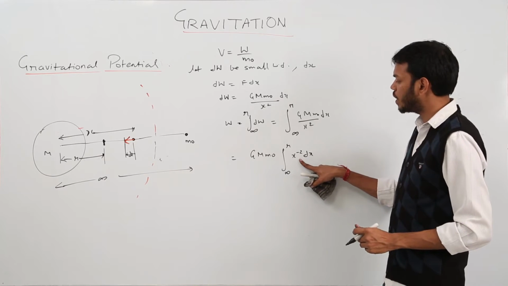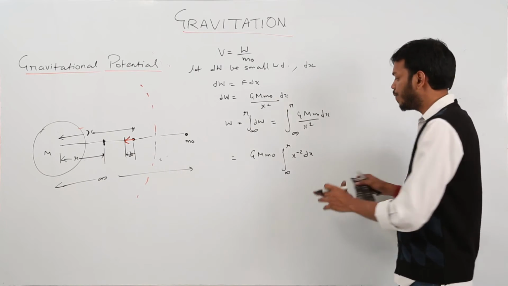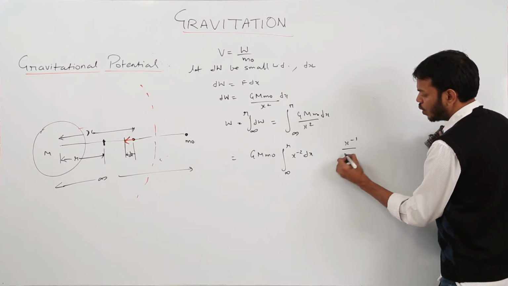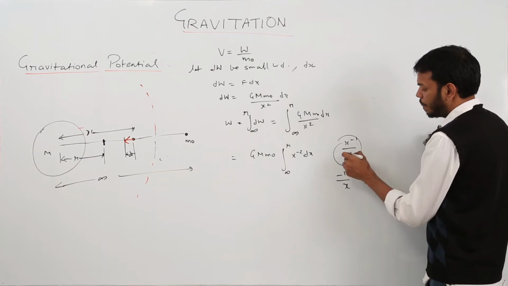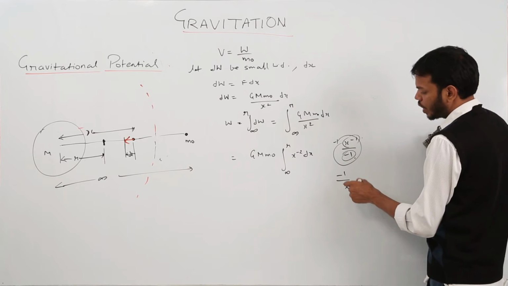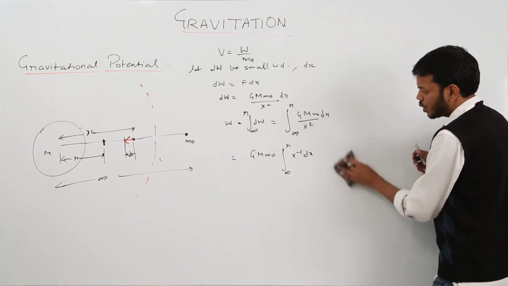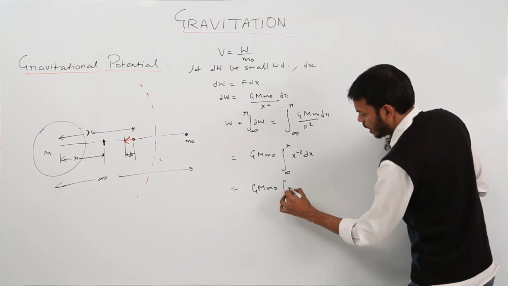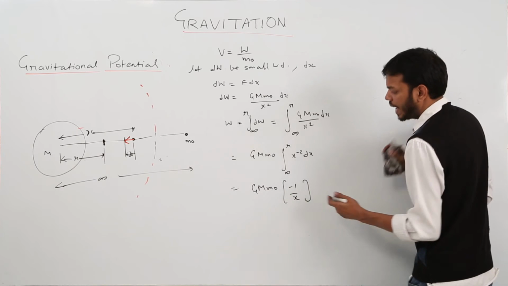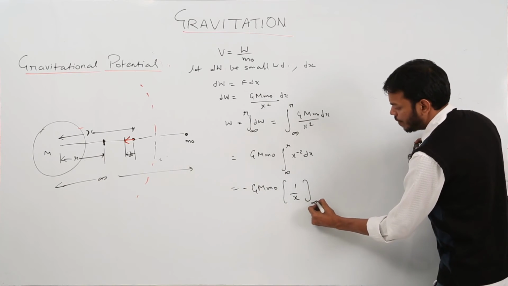What is the integration of this? x raised to power minus 2 plus 1 upon minus 2 plus 1, which gives x raised to power minus 1 over minus 1. This can be written as minus 1 over x. So this integration becomes minus 1 upon x. Applying the formula, I get G M m0 times minus 1 upon x, or I can take the negative sign completely out of the integration. The limits are from infinity to r.